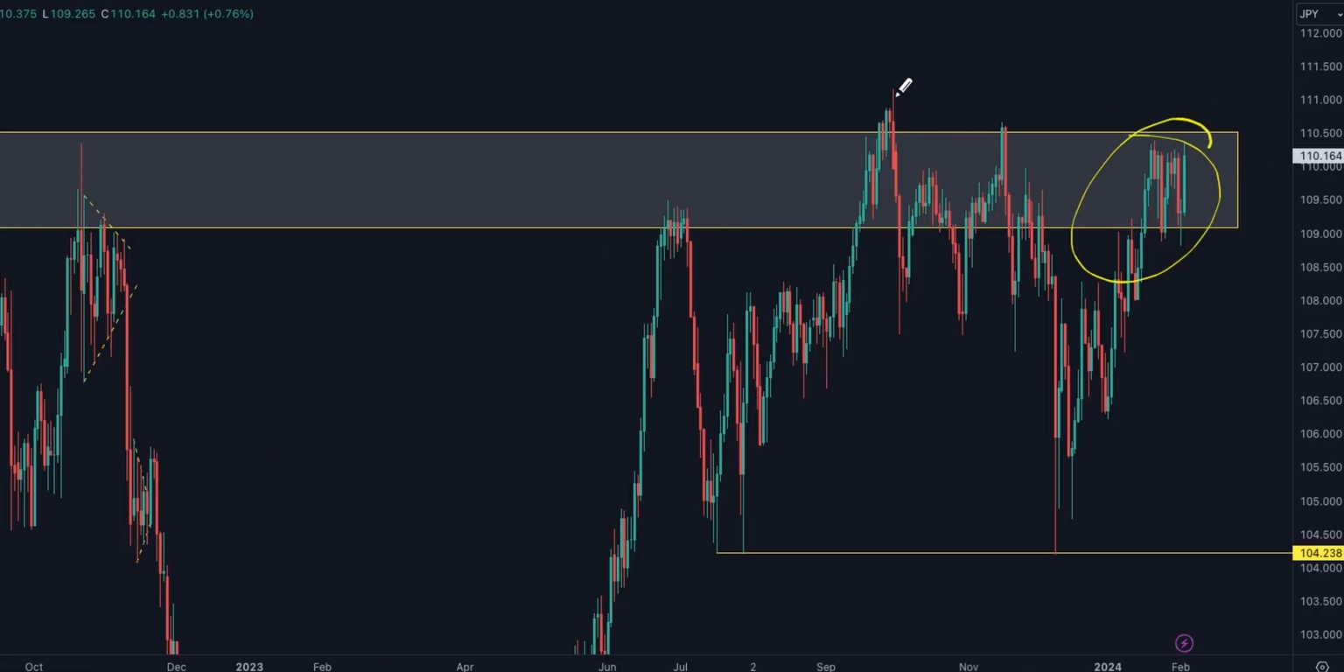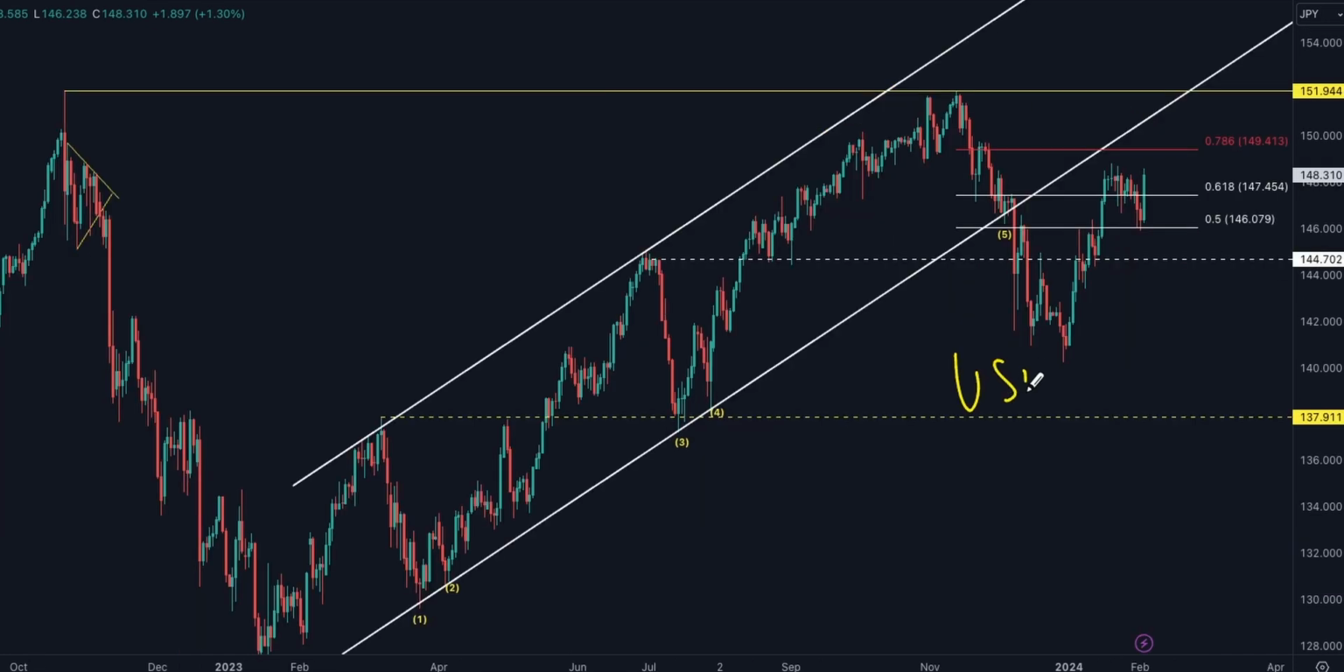Same with CAD JPY, it is still there testing a big horizontal resistance zone. USD JPY, because the dollar was super strong on Friday, this pair was up, but you can see compared to all JPY pairs, GBP JPY is giving you a crystal clear technical setup.